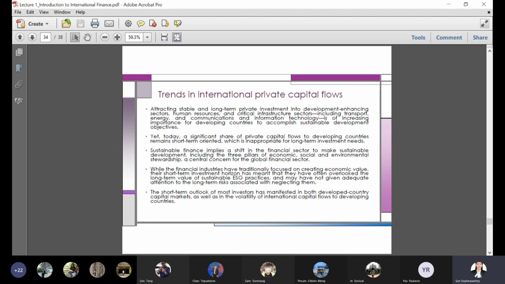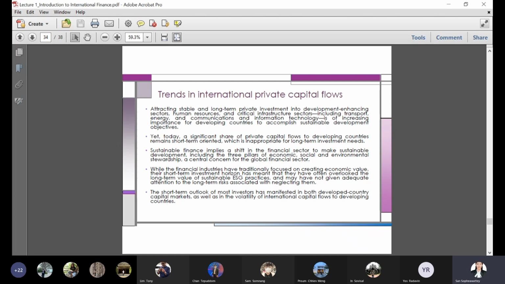Then we see the trend in international private capital flow, or we can say capital flows. Attracting stable and long-term private investment into developments, such as human resource and infrastructure sectors, including transport, energy, and communication, is increasing in importance. It's important for developing countries in order for them to accomplish sustainable development.